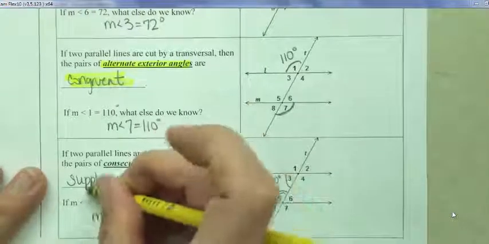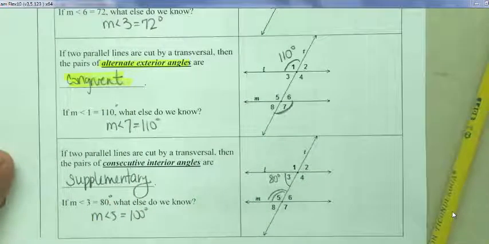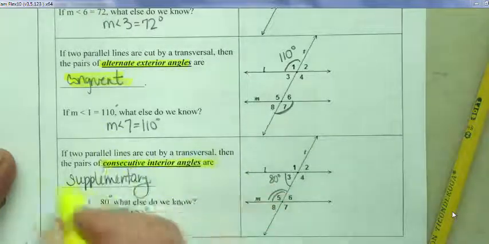Oops, putting the degree symbol in the wrong place. Okay, and I'm going to highlight that. So consecutive interior angles are supplementary.